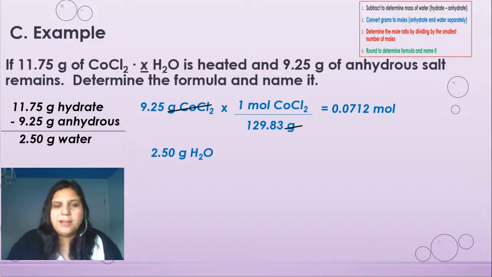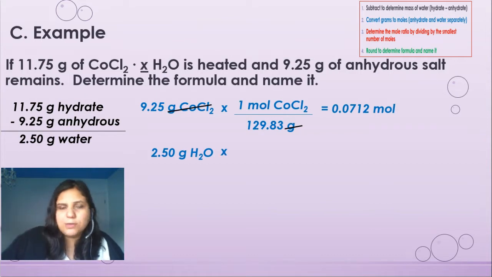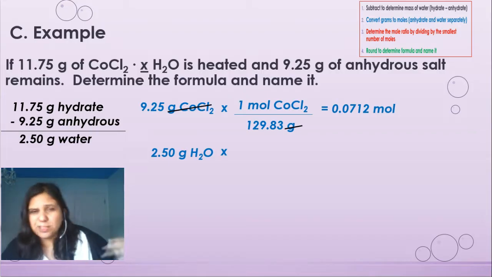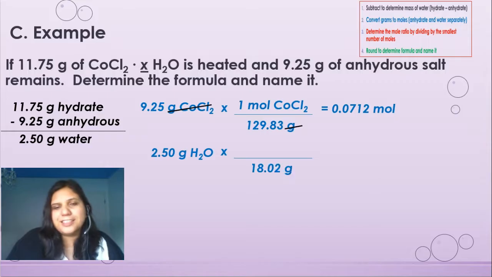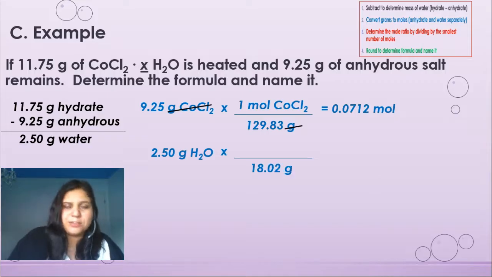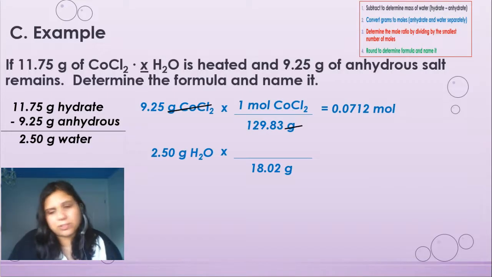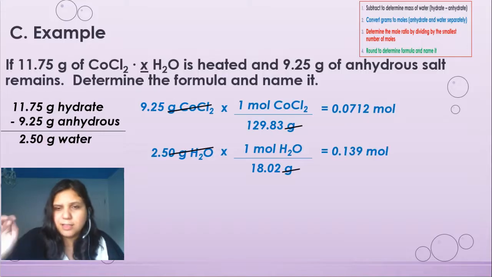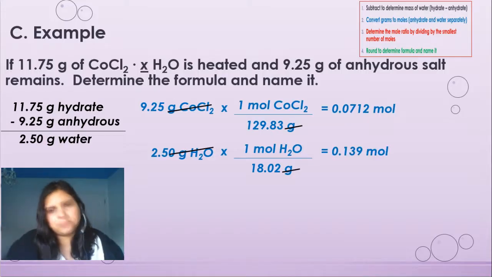All right, and then we have 2.50 grams of water. And so we'll do the same thing, multiply by its molar mass. For every 1 mole of water, you'll start to memorize its mass. It's 18.02 grams. That's 2 hydrogens and 1 oxygen added together. And that's equal to a mole of water. Cross out the units and get our moles of water. All right, so that's step 2. We converted the grams into moles.